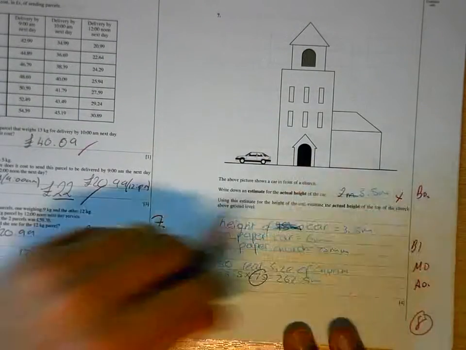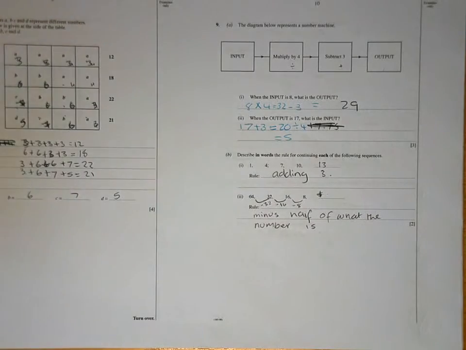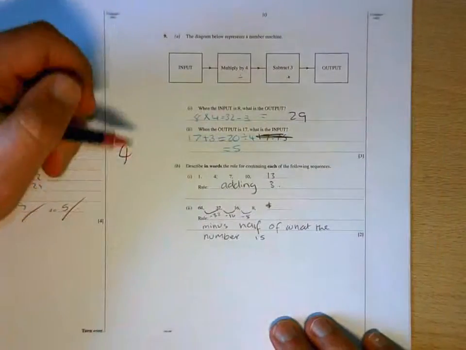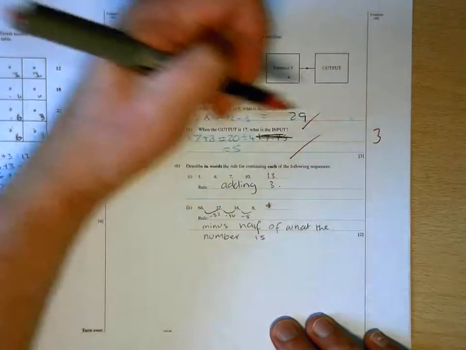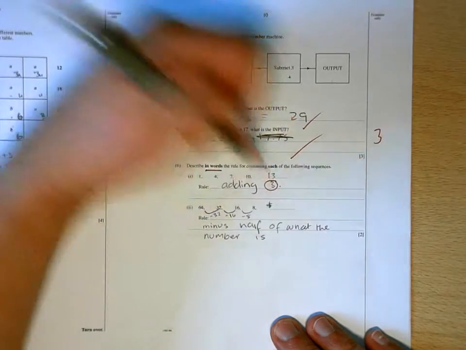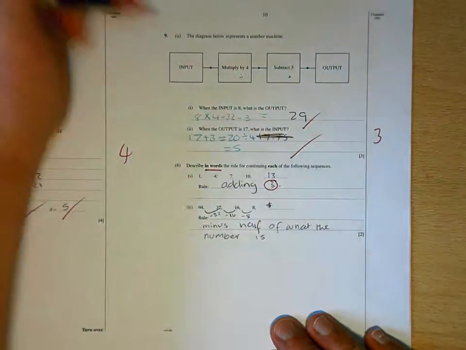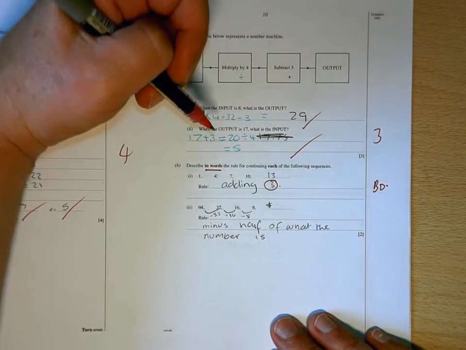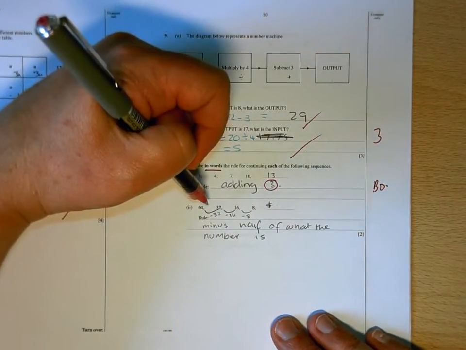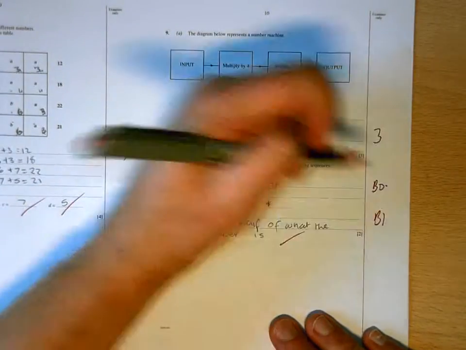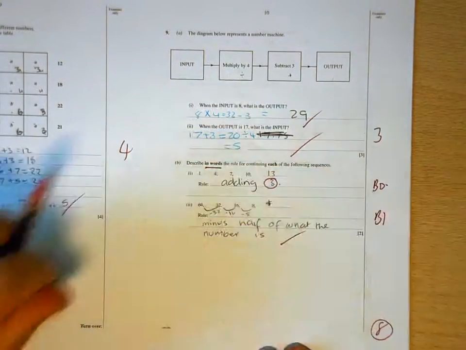Go over the page, 8. This is good, well done. That is good, as is that. Adding 3 is okay, but that's not a word, so you're not going to get the mark. Minus half of what the number is, the same as just halving, but that's okay. So 8 marks for the page.